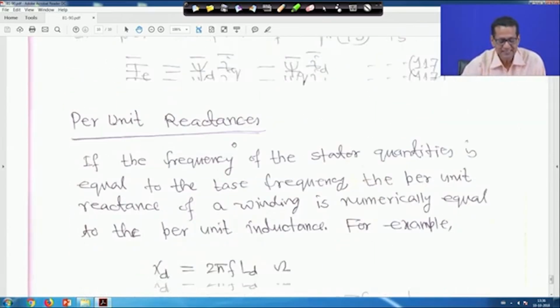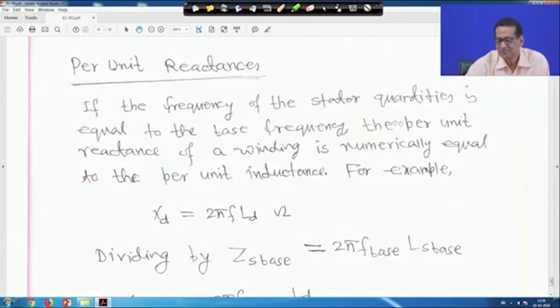Now, per unit reactances: if the frequency of the stator quantities is equal to the base frequency, the per unit reactance of a winding is numerically equal to the per unit inductance. Sometimes in numericals, per unit reactance can be taken as per unit inductance also.